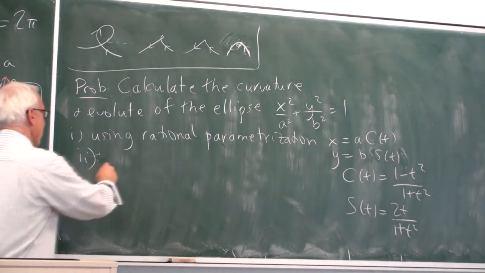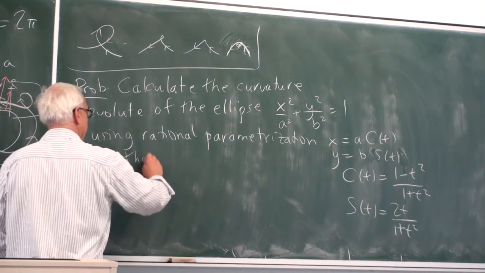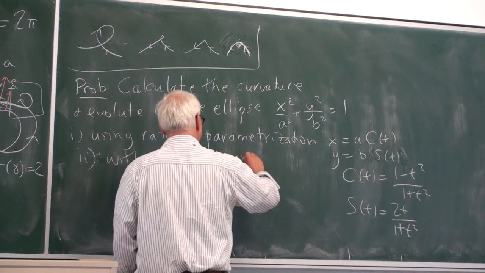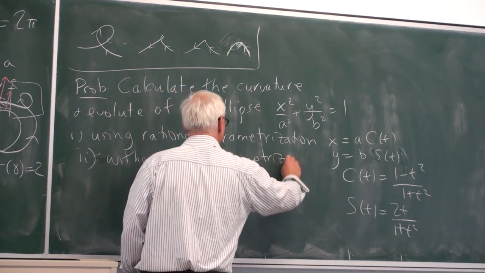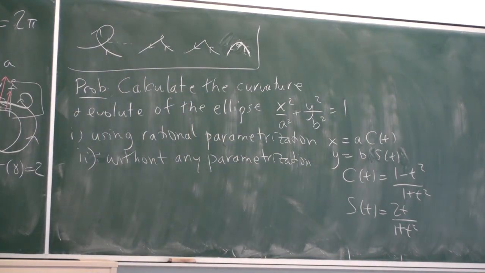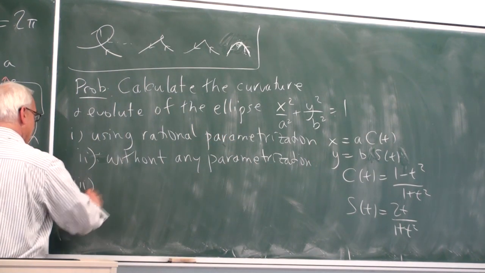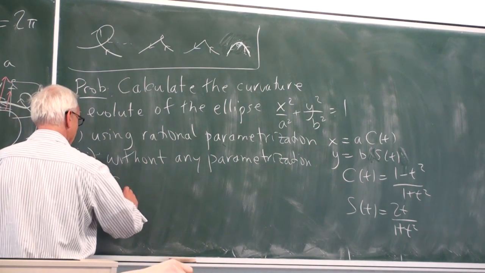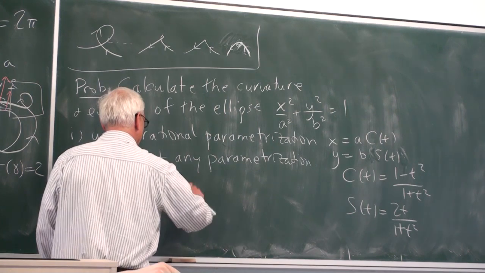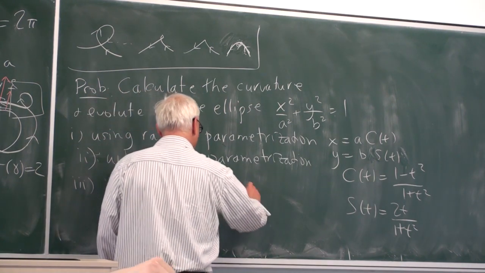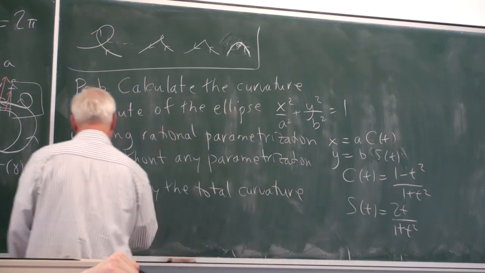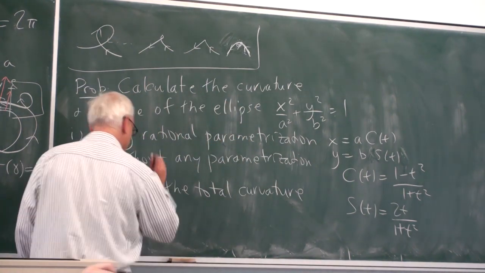and the second part is without any parameterization. And the third part is calculate the total curvature, or verify that the total curvature is indeed 2 pi, like it ought to be.